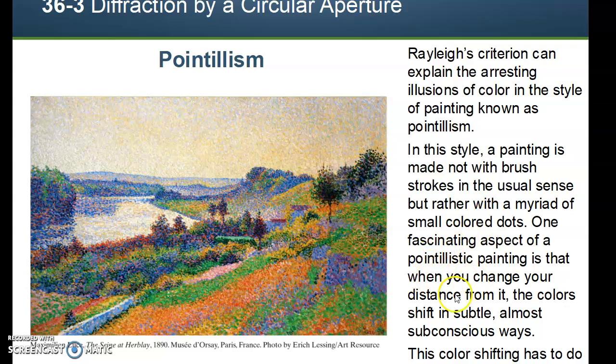In pointillism you make a whole picture of small colored dots, and when you change your distance from it, the colors shift in subtle but almost subconscious ways. Likewise, if you were to use a microscope on the newsprint, depending upon your magnification, it would determine the number of dots making up that material. And that's how you can sometimes distinguish one type of printer from another, right?